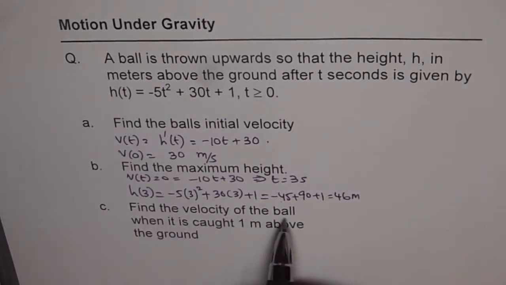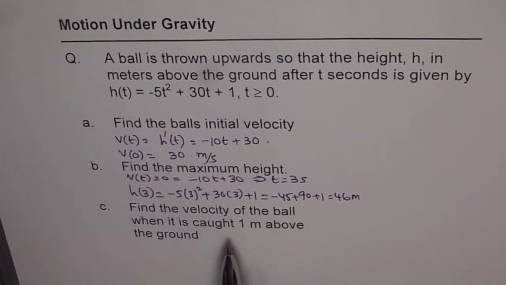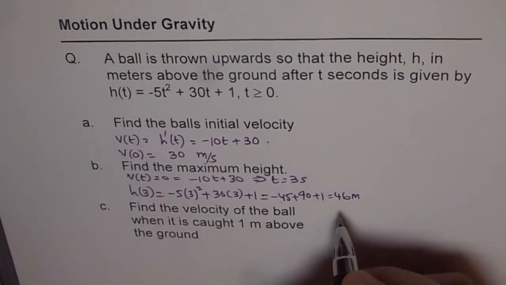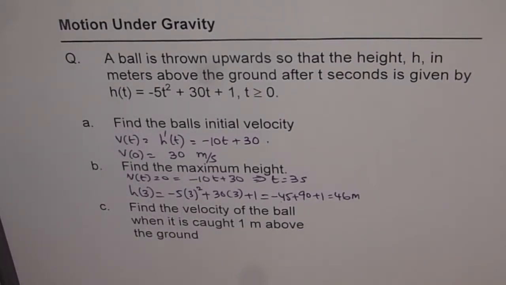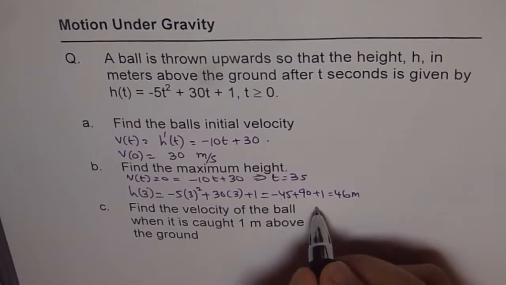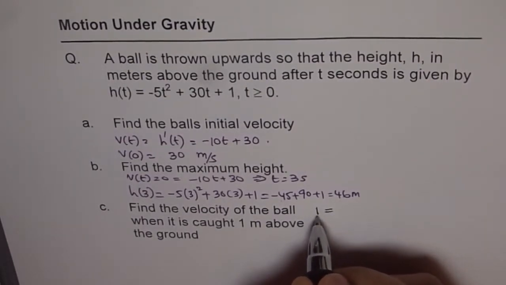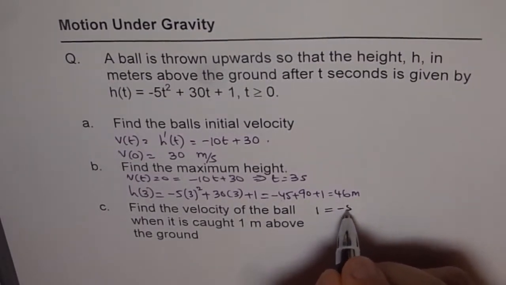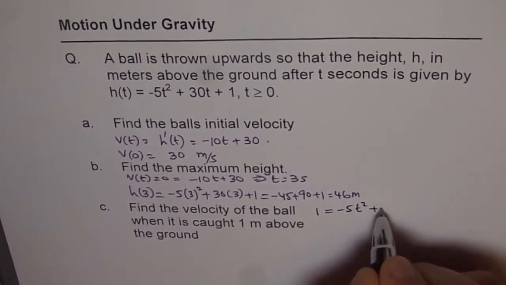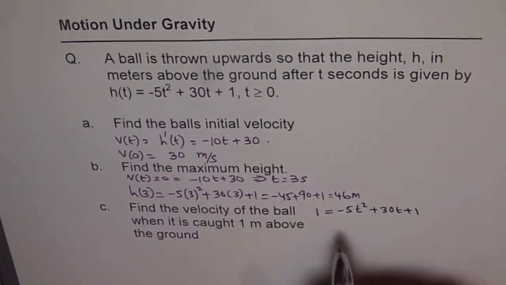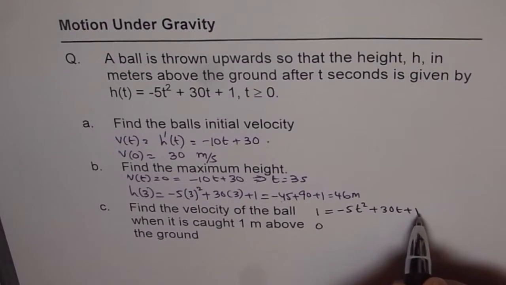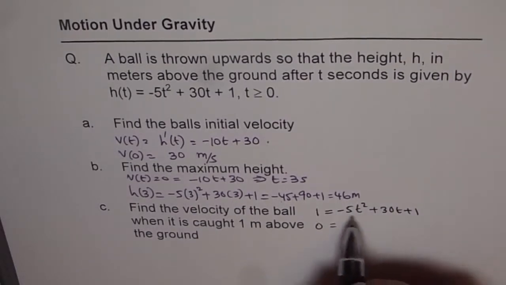Find the velocity of the ball when it is caught 1 meter above the ground. That means we first have to find the time when the body is 1 meter above the ground. So h(t) is 1, and we solve for time: -5t² + 30t + 1 = 1. We take 1 to this side, becoming -1, and solve this equation.